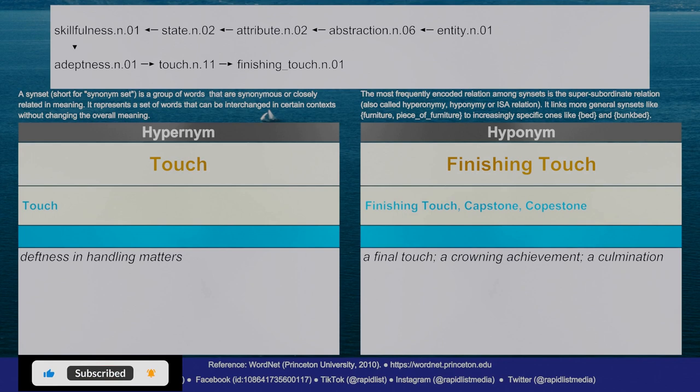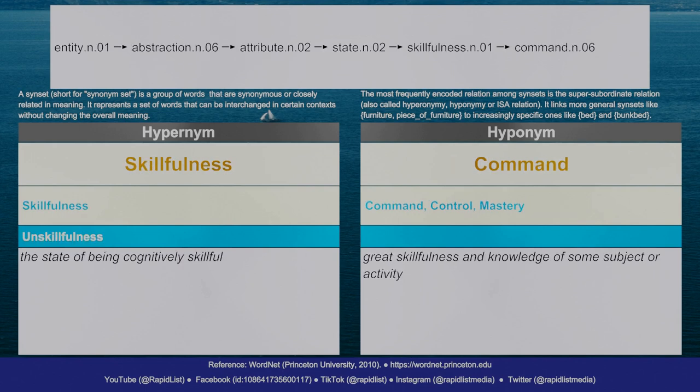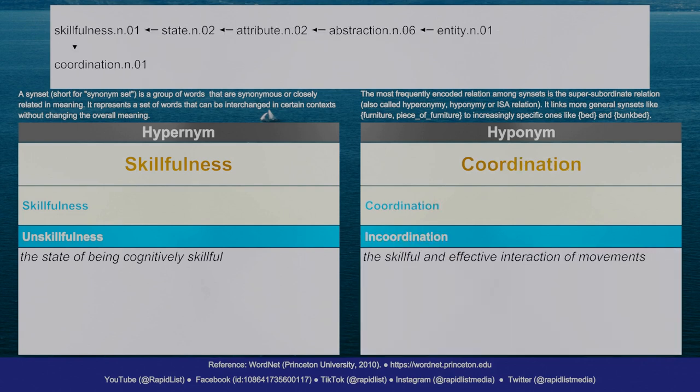Finishing touch. A final touch, a crowning achievement, a culmination. Command. Great skillfulness and knowledge of some subject or activity. A good command of French. Coordination. The skillful and effective interaction of movements.